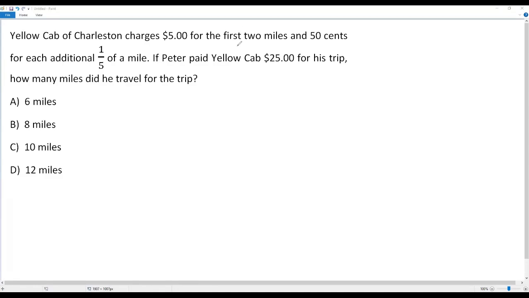Here we have a SAT math problem. Okay, let's go to the question. Yellow Cab of Charleston charges $5 for the first 2 miles and 50 cents for each additional 1/5 of a mile. If Peter paid Yellow Cab $25 for this trip, how many miles did he travel for the trip?